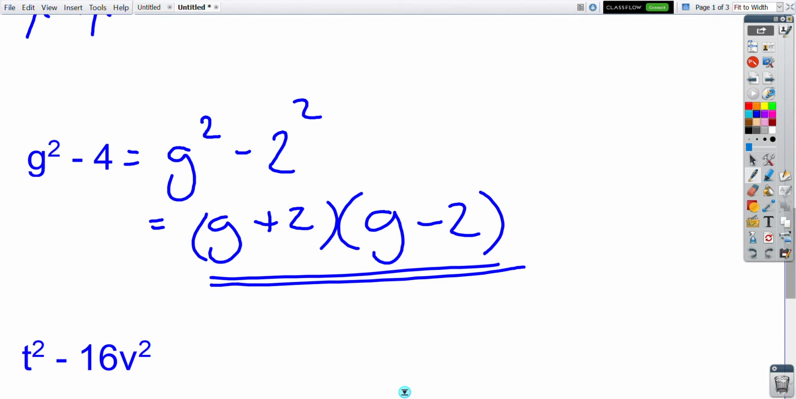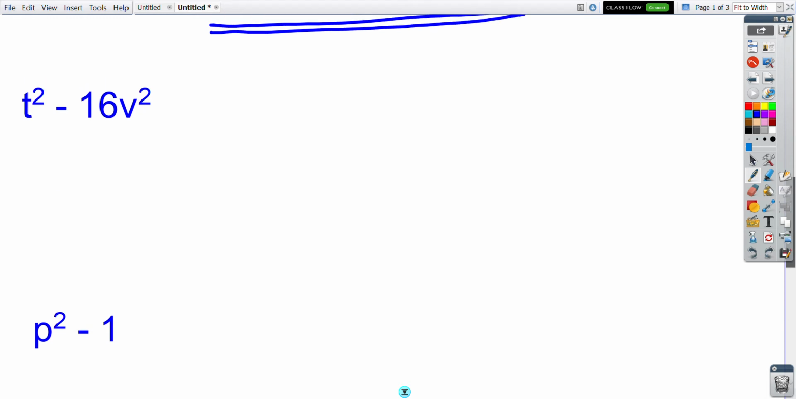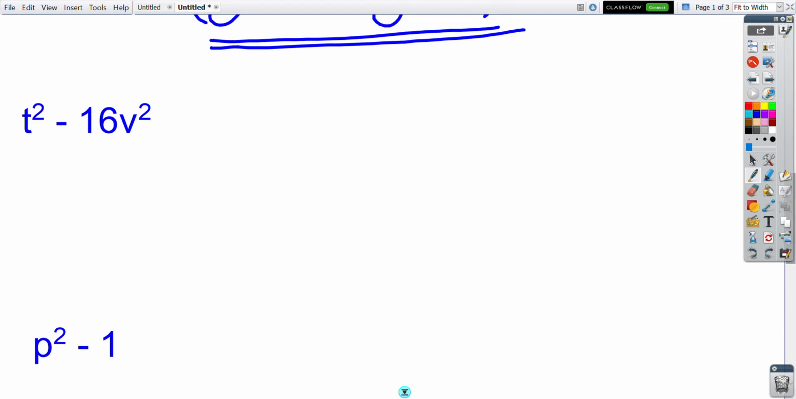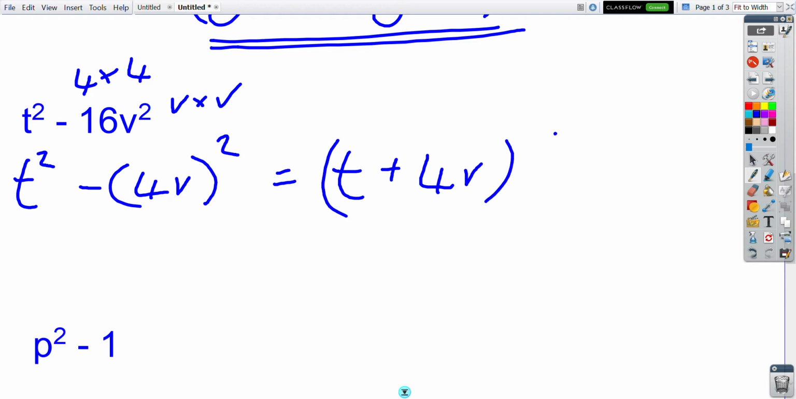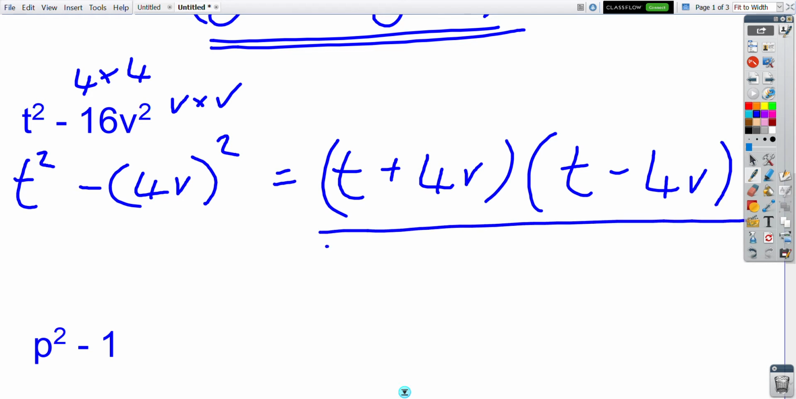Slightly complicated version coming up. And two slightly complicated versions. This one, that's obvious. But this one has to be something all squared. 16 is 4 times 4, and v is v times v. So to get 16v squared, it's actually 4v all squared. So it's t plus 4v multiplied by t take away 4v. That's kind of getting to exam level quality.